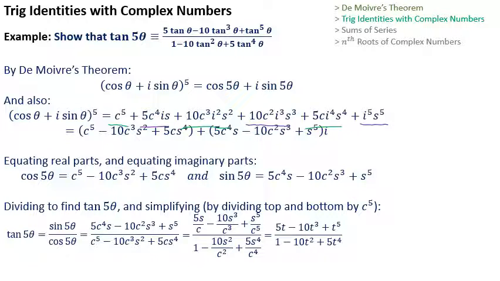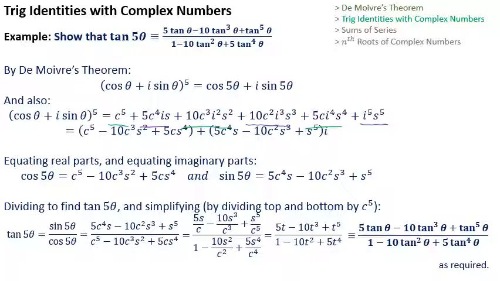And as you can see, it generates exactly what we were asked to prove at the very beginning. We've got 5 lots of tan theta minus 10 tan cubed plus tan to the 5 all over 1 minus 10 tan squared plus 5 tan to the 4. So there we go. We've got, albeit a messy one, a formula for tan 5 theta. But the question's not quite over yet.